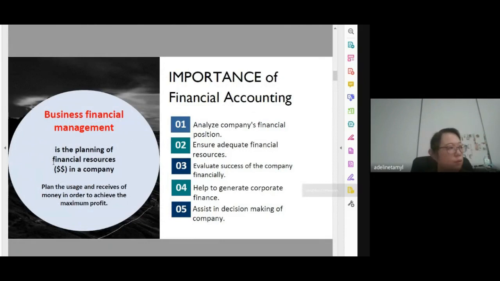Okay, so when you read here, financial management means managing of the finance. However, it also includes the planning, the use of the money, and the analysis of the use of the money. So whether we use it in the best way to help the company to achieve the profit. Okay, so that is the plan. And then this is about use and receive. So when we talk about financial management, it means that we also have to plan how to use the money before we continue. And then what are the importance?